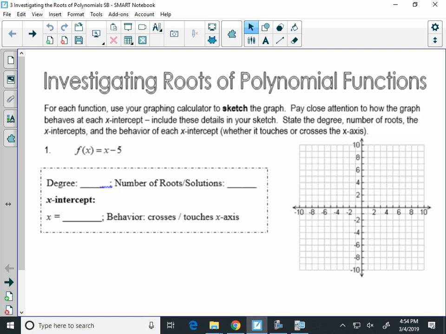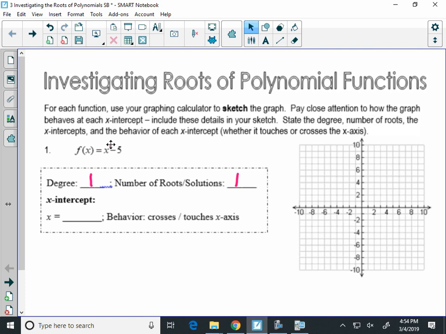Before we even look at the graph, we should know that the degree of this polynomial, the highest exponent here, is 1. That's a linear function, and because the degree is 1, we have learned that the number of roots or solutions is equal to the degree. So there's going to be one solution or root for this linear function. Now, where is the x-intercept? Well, that's where the graph comes in.